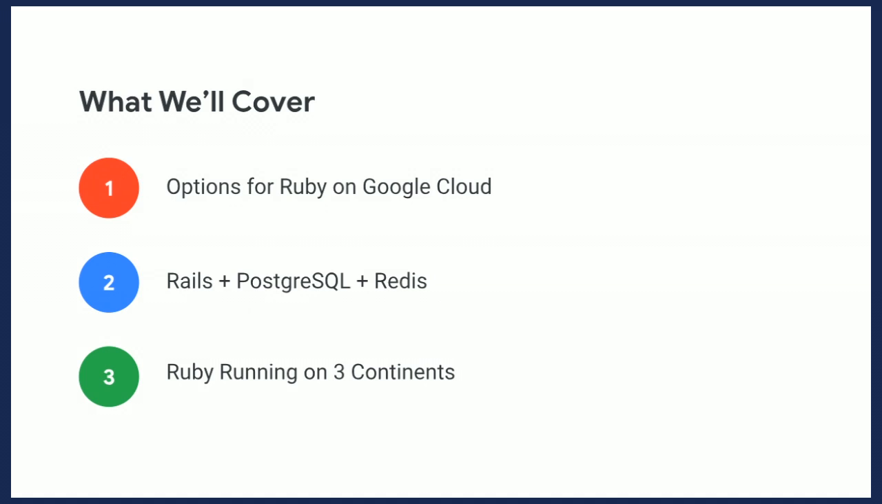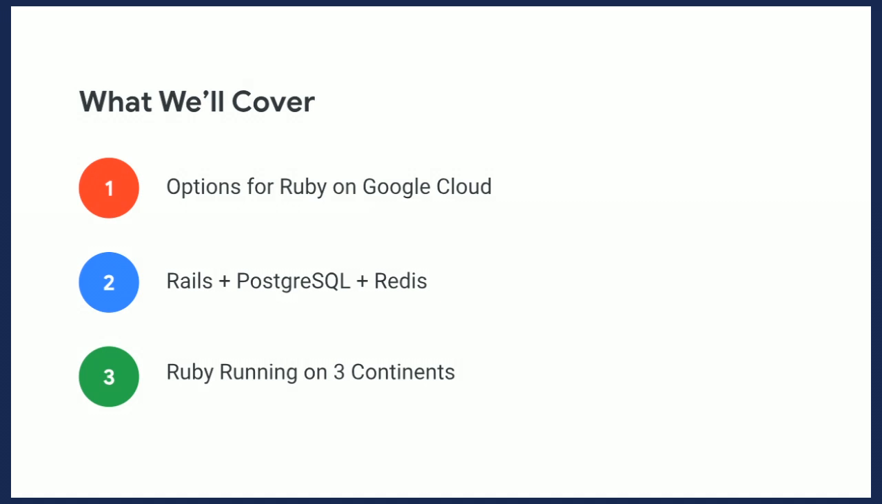Okay, so what we're going to cover today. First, I'm going to talk about just what are your options for Ruby on Google Cloud. Then I'm going to show you a basic app. Basically, this is an app, Heroku circa 2013 or so: Rails, Postgres, and Redis running in a single location.